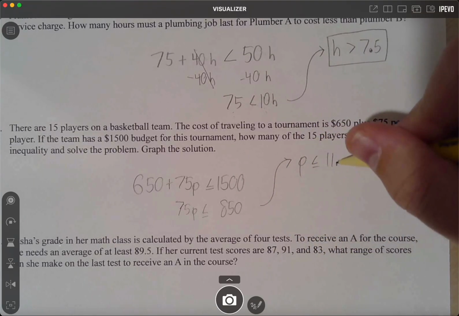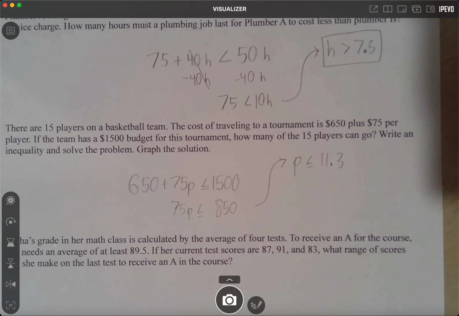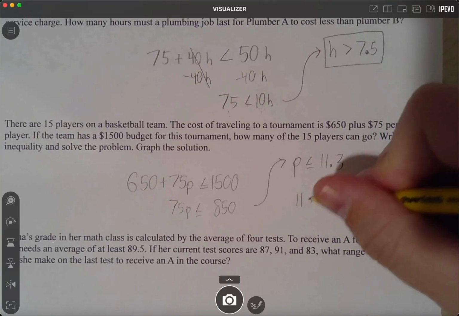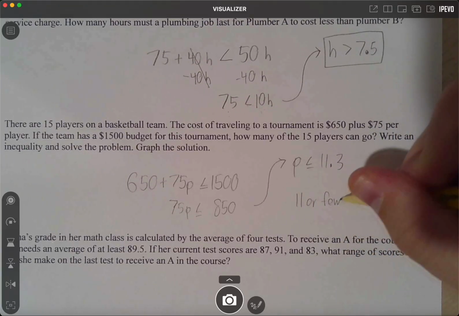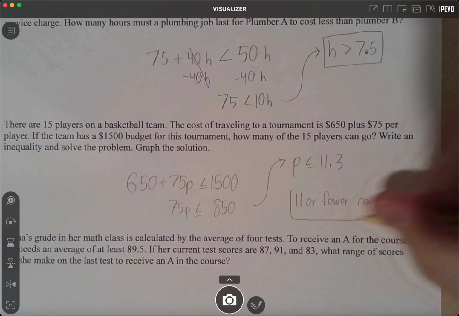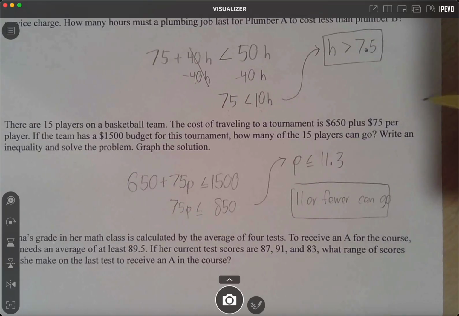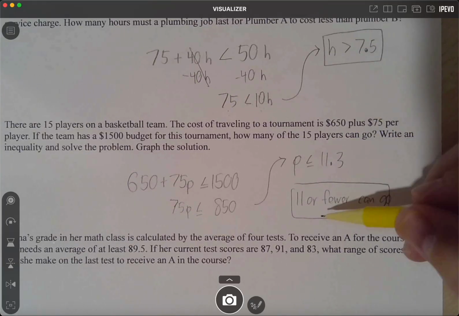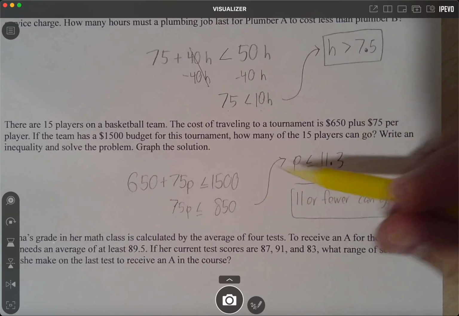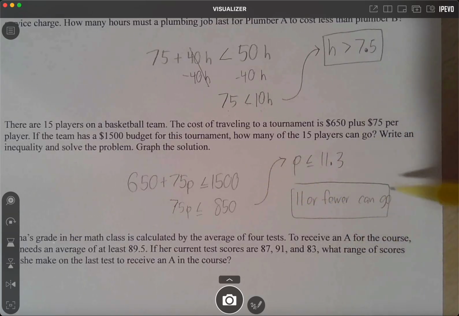and that will actually give you, let's see here, I get P is less than or equal to 11.3. Now, for practicality purposes, that means 11 or fewer can go, because you can't actually bring 11.3 people. You have to bring 11 or 12 or 13 or 10 or 8 or whatever. But for our budget, we can bring 11 or fewer.